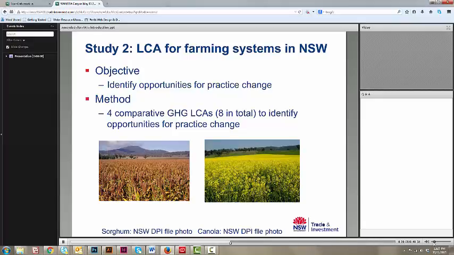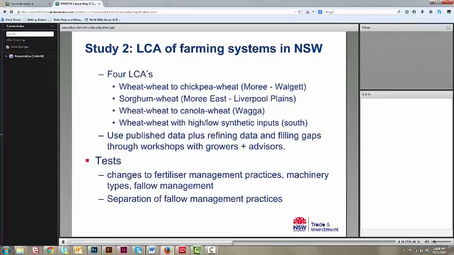They wanted to use LCA to identify opportunities for mitigation through practice change. So how can people do things differently and reduce the greenhouse gas emissions of their cropping products? There were four comparative greenhouse gas life cycle assessments done for New South Wales. There was a wheat-wheat rotation versus a chickpea-wheat rotation for both Moree and Walgett, so northeast New South Wales and northwest New South Wales.